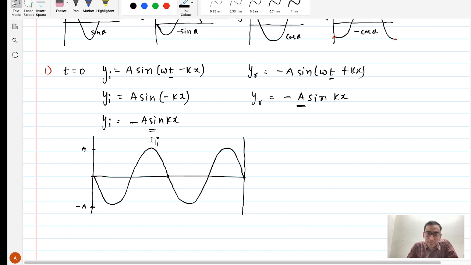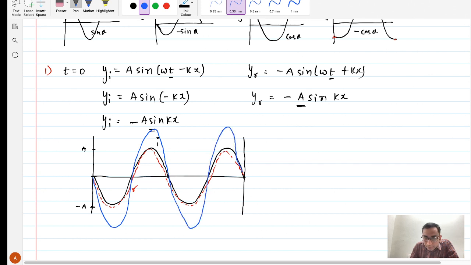This is the equation of the incident wave, but since the reflected wave is also the same, I am going to draw it with a red dotted line. Same amplitude, same frequency, everything is the same, constructive interference, and the red one is the reflected wave. So you will get double the amplitude for the resultant wave. The blue wave is the resultant wave, and finally you will get it like this.